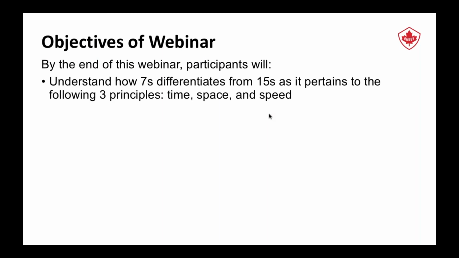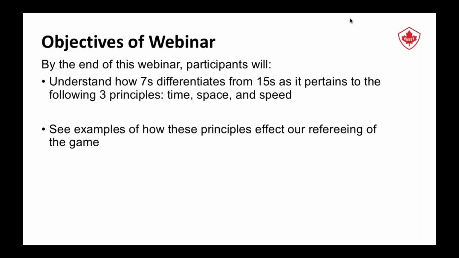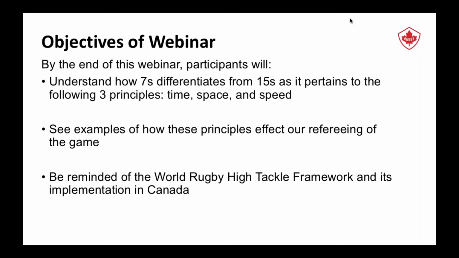So today's objectives, there's a few things we're going to try and get off the ground. We're going to understand how sevens differentiates from 15s, notably as it pertains to the following 3 principles: time, space, and speed. And we'll take a look at how those affect our refereeing as we go through tonight's webinar. We'll also take a look at examples of the effect of these principles and how they affect our refereeing of the game. And then lastly, we'll be reminded of our World Rugby High Tackle Framework and its implementation in Canada.